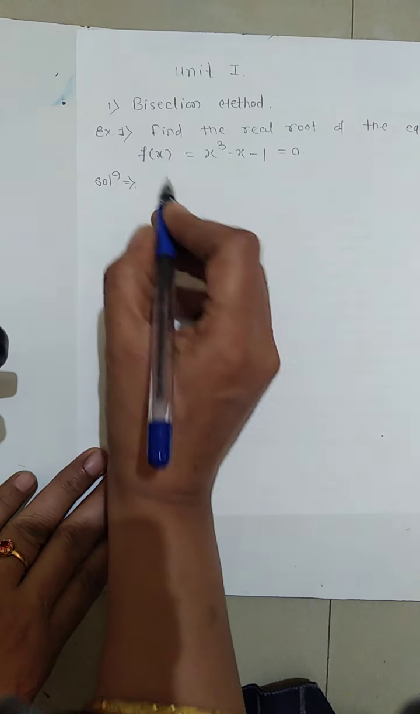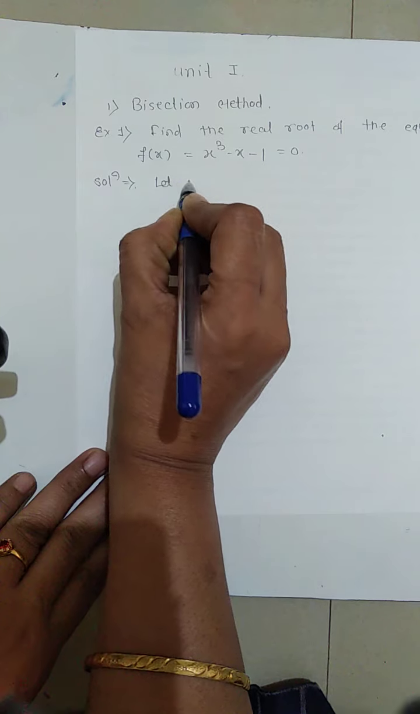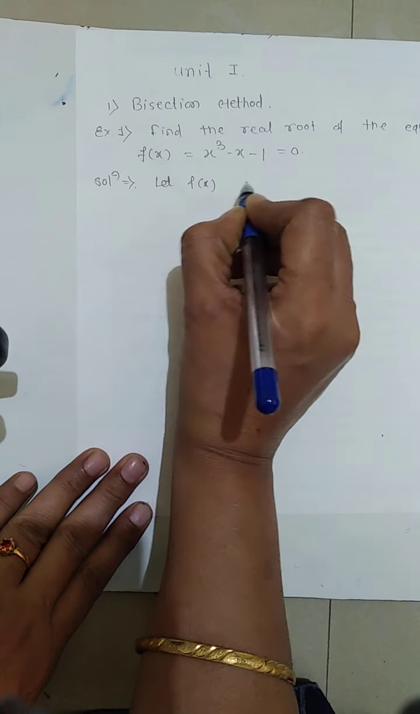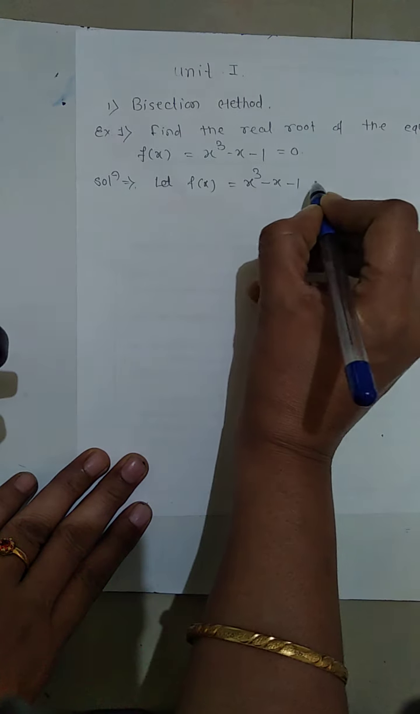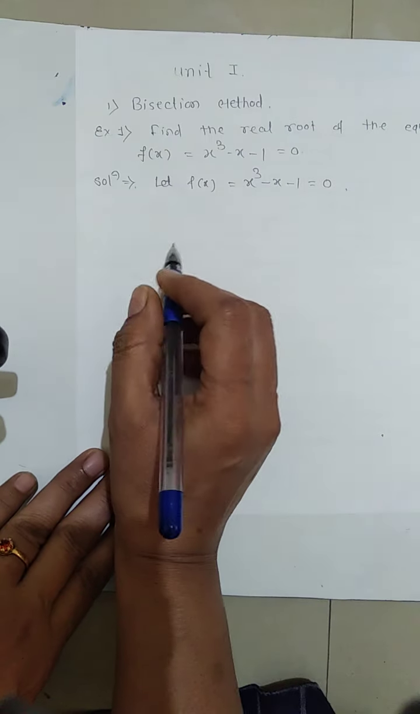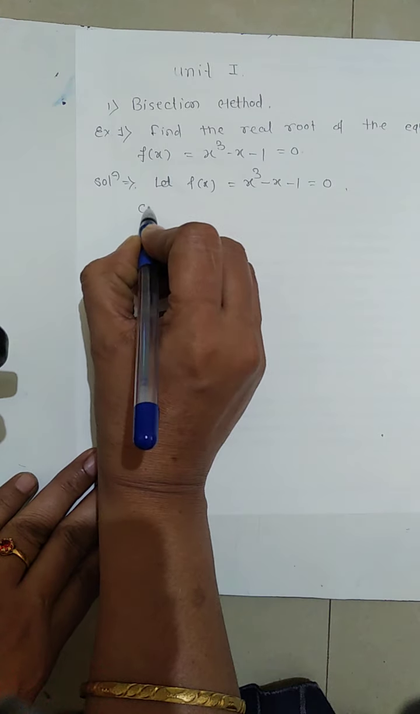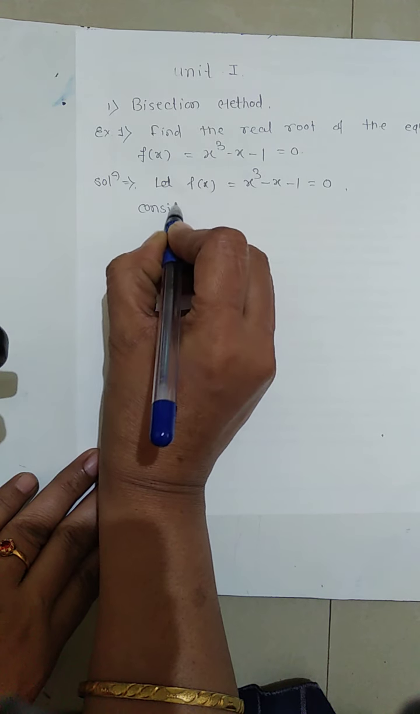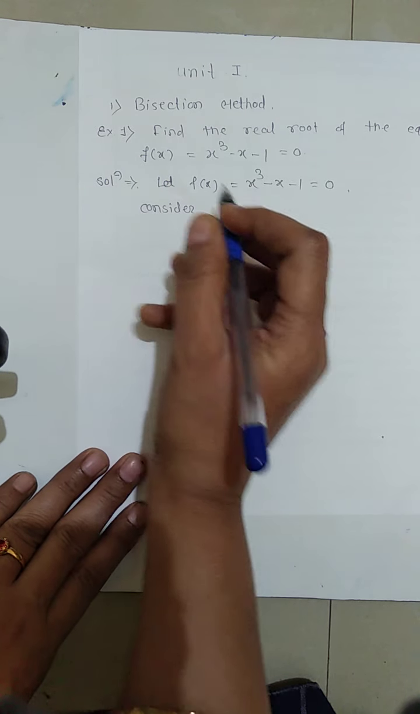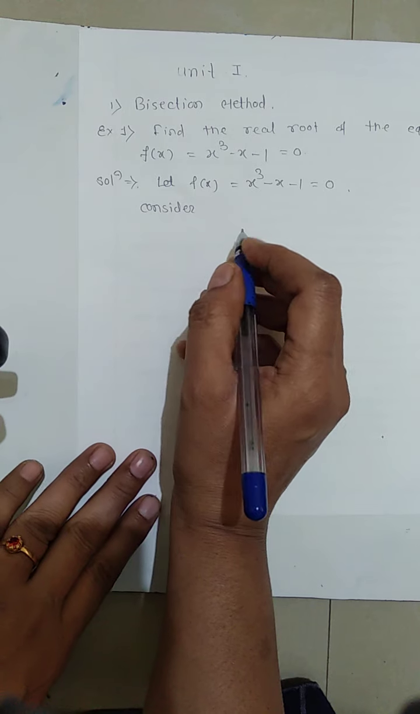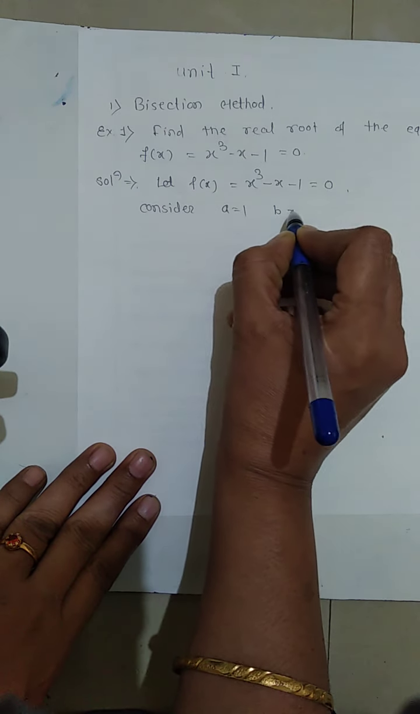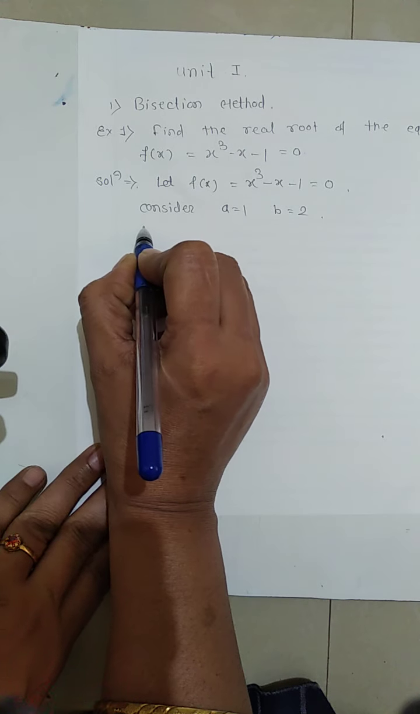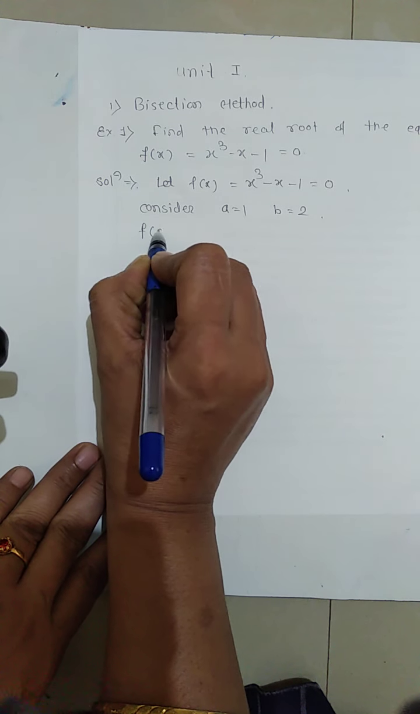In this problem, first write f(x) = x^3 - x - 1 = 0. Then consider two values whose function values are positive and negative. Here we consider a = 1 and b = 2. Then find f(a).